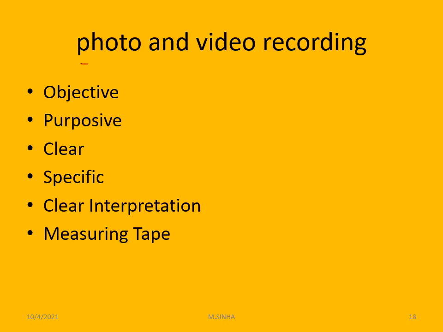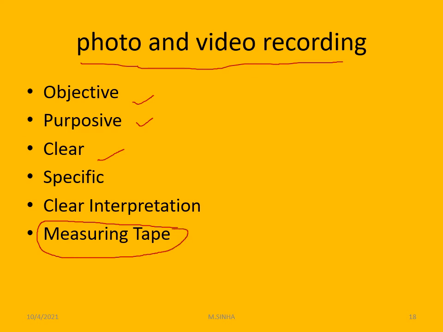The next method is photo or video recording. It's a very important and powerful tool because it provides audio-visual information about the field study. It is objective specific and purpose specific, with clear interpretation, and it is self-explanatory information. Photo and video are always accompanied by the measuring tape to describe the magnitude and extent of the area, and always accompanied by the coordinates and the datum level, always.